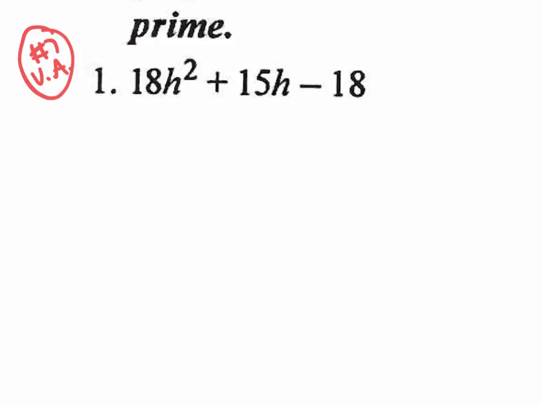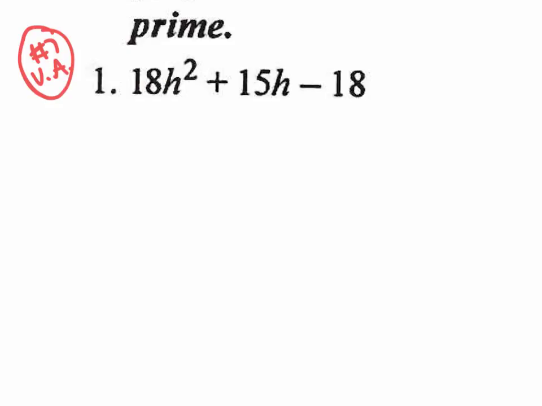So if you're on version A, turn to number 7, and you could work this out as I work it out. If you're on version B, then let's do number 1 together. Now, the first type of factoring that we learned that you should always try is pulling out the GCF. So is there anything in common in all 3 terms?